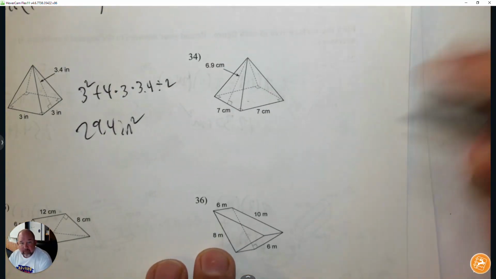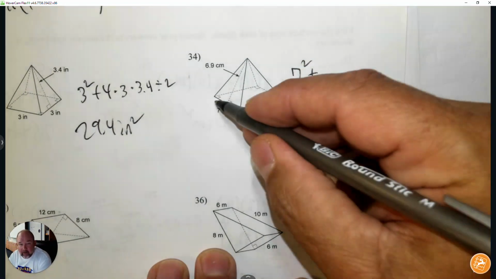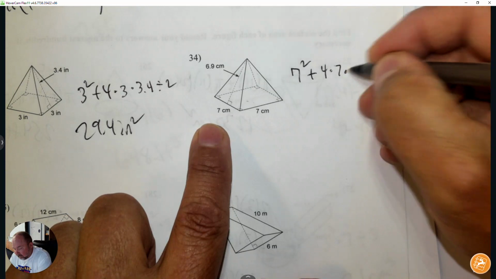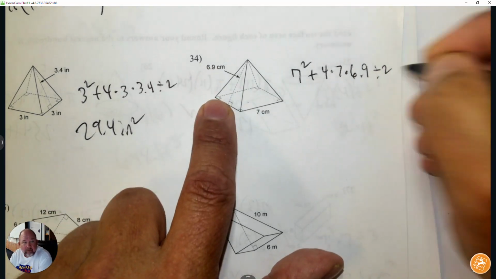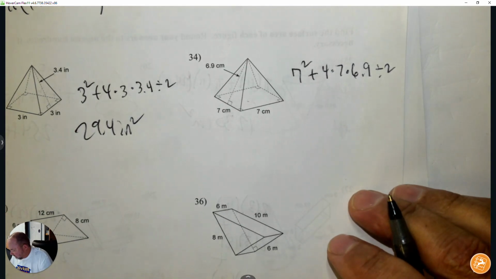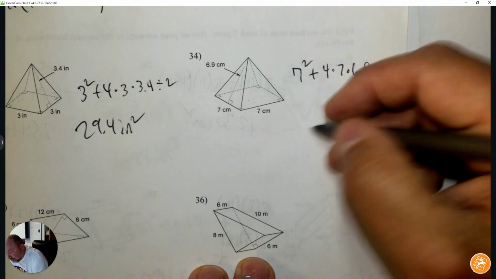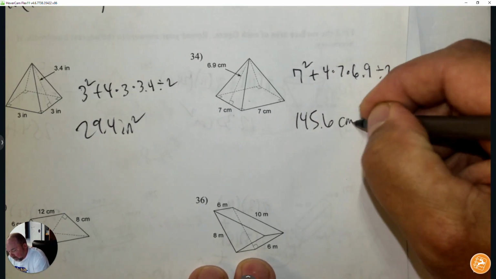So think of the shapes here. So underneath is a square. There it is. Then the triangle. So the base, so there's 4 of them. And then the base times the height divided by 2. And then type it in. I get 145.6, I'll write that way, squared.